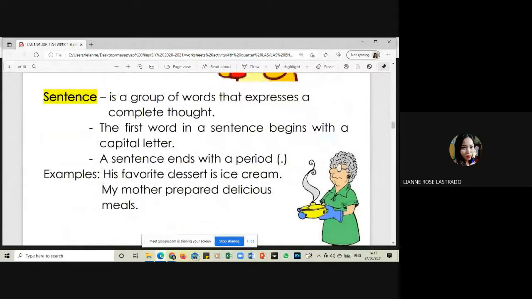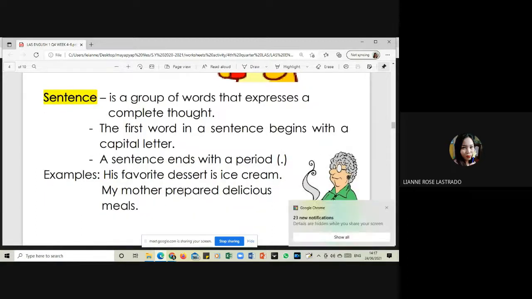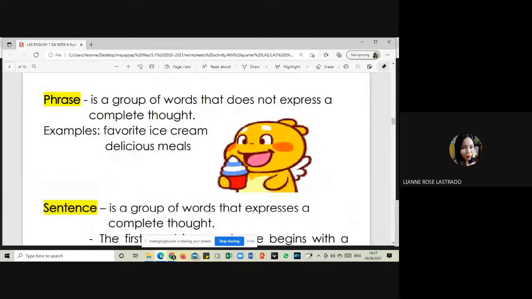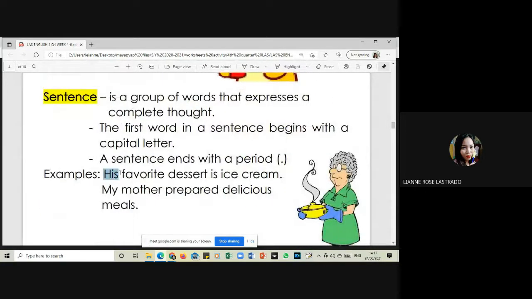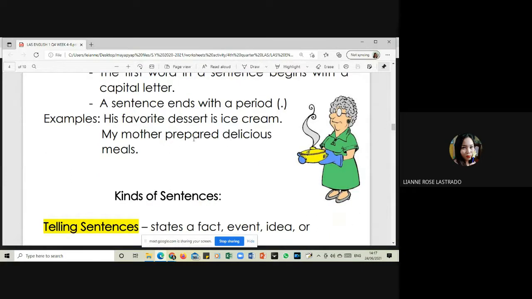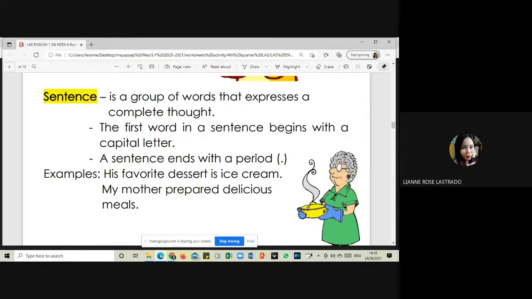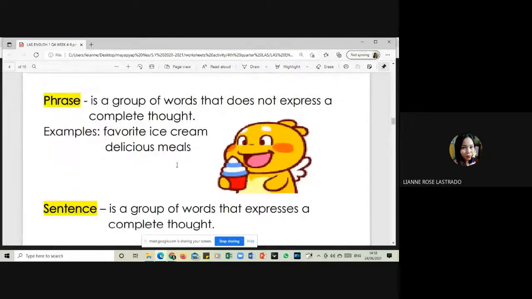So let's try to look at the other examples here. His favorite dessert is ice cream. My mother prepared delicious meals. So this is much better compared to the example here. Okay? We understand better that it is a boy or a man whose favorite is ice cream. And for the delicious meals, it is mother who prepared the delicious meal. So it's easily understood and the thought is complete. Okay? Do you understand now the difference of phrase and sentence, grade 1?